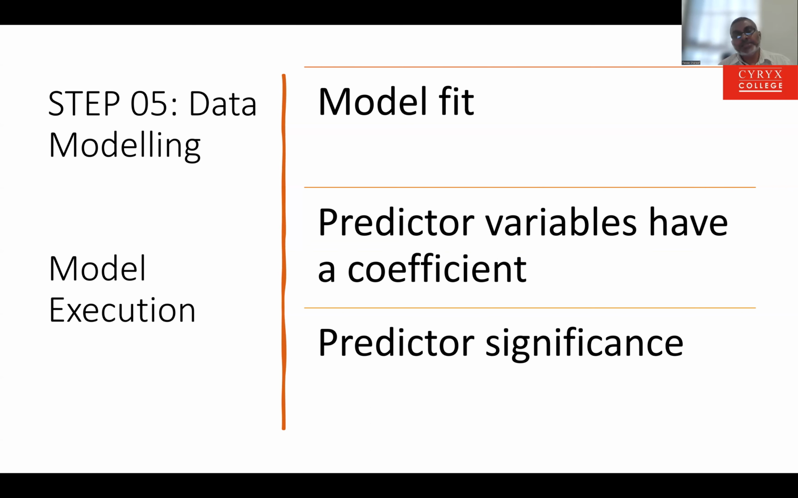And then the second is the model will tell us for every variable there will be coefficients for the predictor variables. So that actually tells us how much of an influence every variable will have on the actual dependent variable based on the coefficient. And then finally, predictor significance, that actually tells us whether that predictor is statistically significant to predict the dependent variable. So these are 3 things that we will have to look into when we execute the actual model.